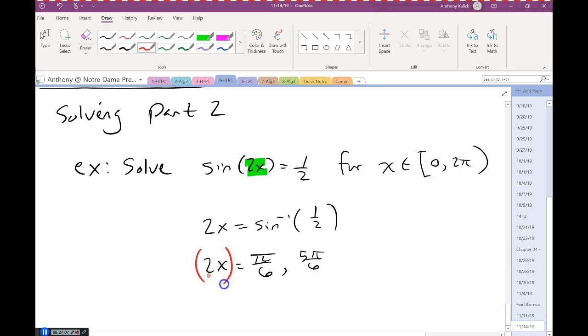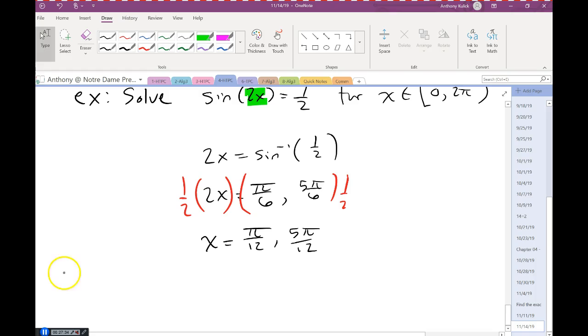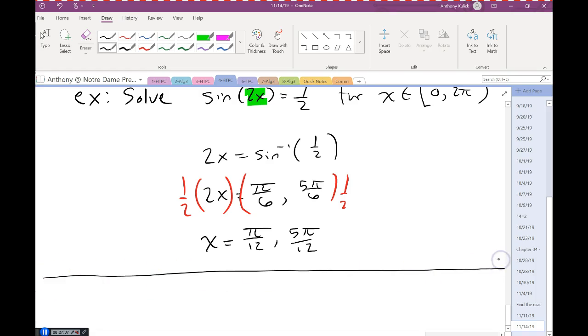And then you probably just think, okay, we'll just multiply both sides by 1/2 then. And I can say x is pi over 12 and 5 pi over 12, right? Seems like there's nothing wrong with that. And those indeed are answers to this, but they're not all the answers that we need. Let's explain why we're missing some answers by asking a similar question. We'll come back to this one and fill in what the missing answers are.